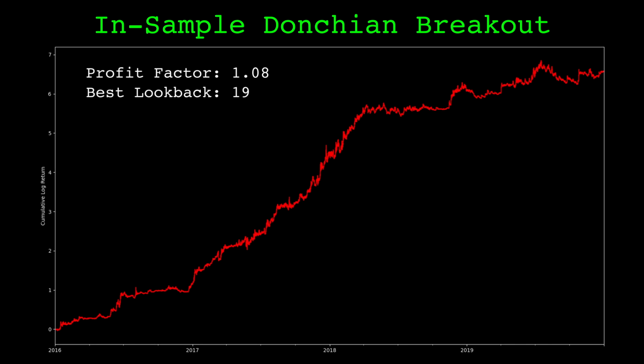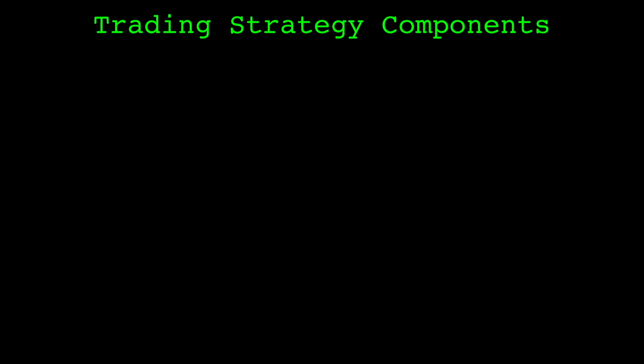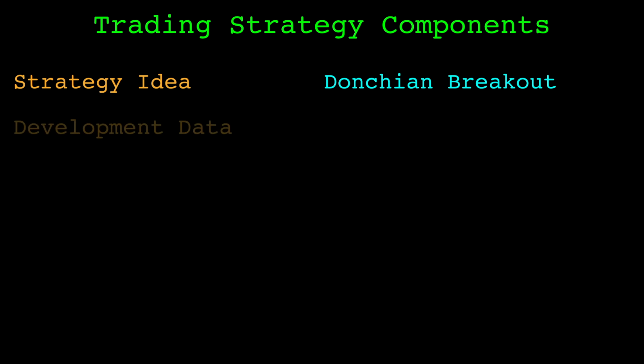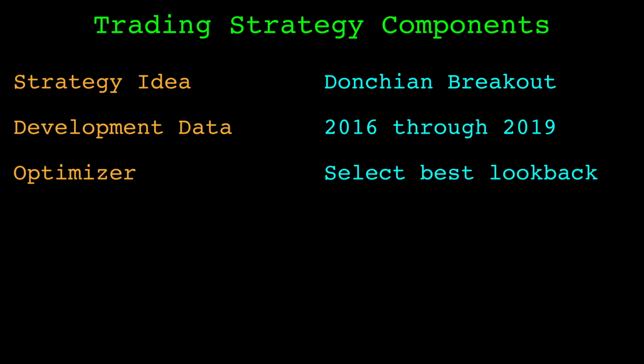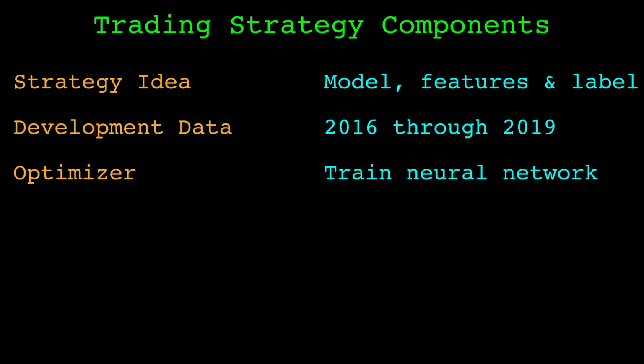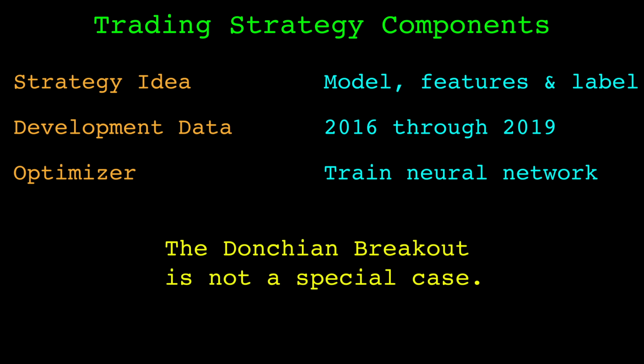Cool, so what are we actually doing here? Well, we're optimizing a mediocre trend follower, but more generally, we have an idea for a trading strategy, a set of development or in-sample data, and a way to fit, optimize, or select the best version of the strategy for the data. These are the generic components for essentially every trading strategy, whether we're optimizing a lookback for a trend follower, selecting the best chart patterns, or training a fancy neural network. This is how trading strategies are optimized.